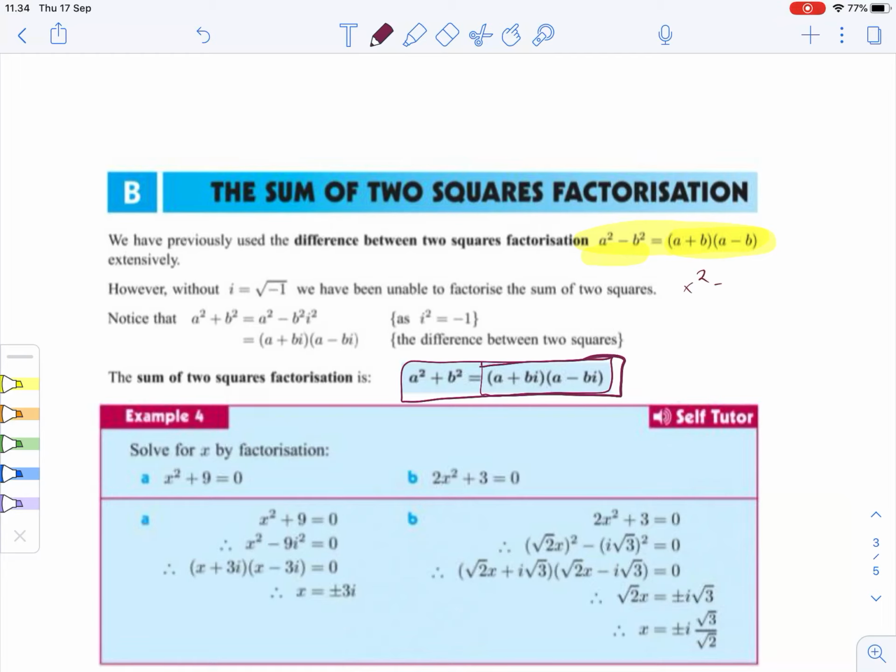So remember, if we had x squared minus 4 before, we could say that's x plus 2 times x minus 2. Or you could say x squared minus 2 squared. You can see here, it's just a difference of squares.